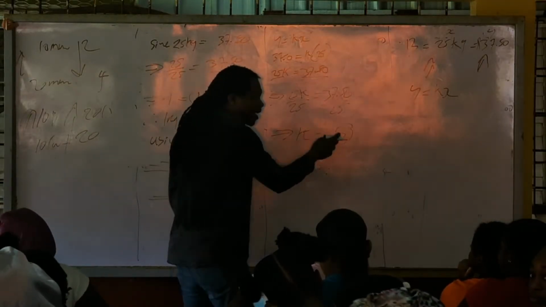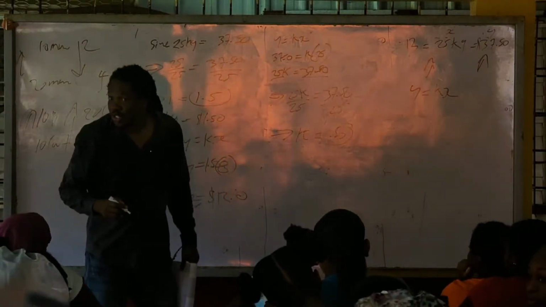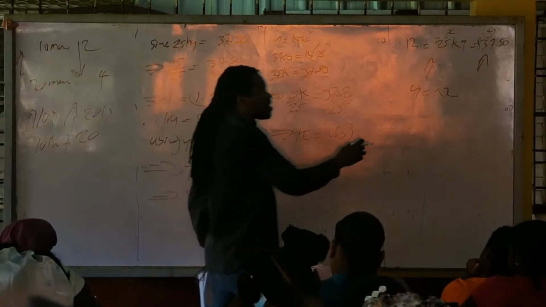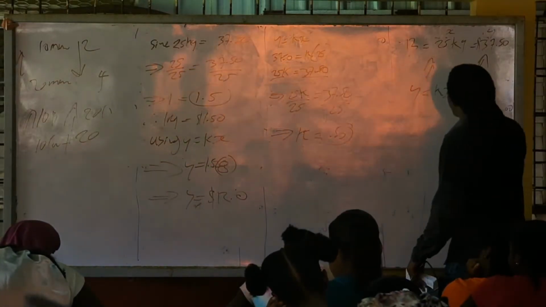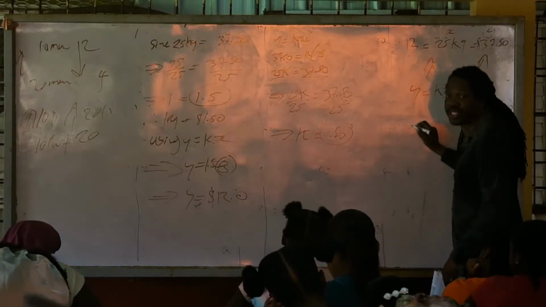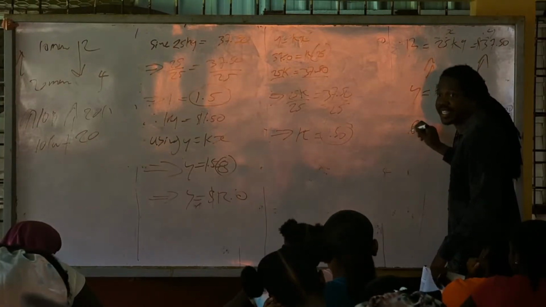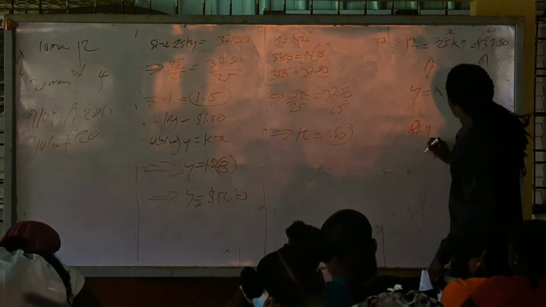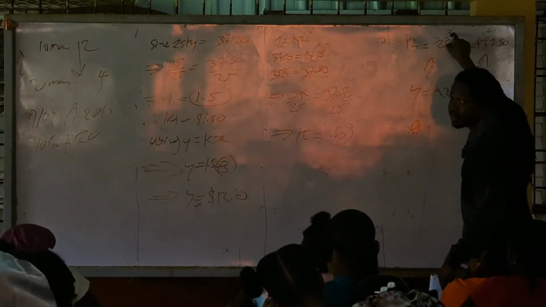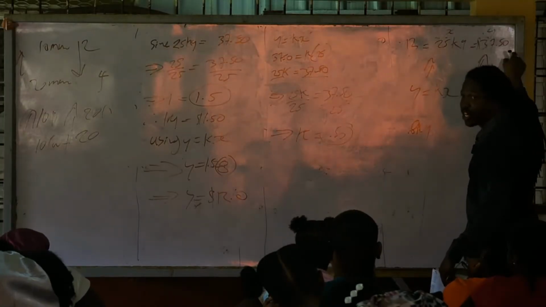All right, ready. So k equals $1.50. Now I'm going to substitute it into the other one that I want to find. I now know k and I know the question. What is the question telling me? That you want 8 kg. Now kg is the x, because kg are going to determine the price.